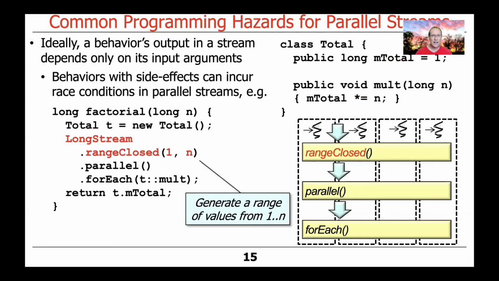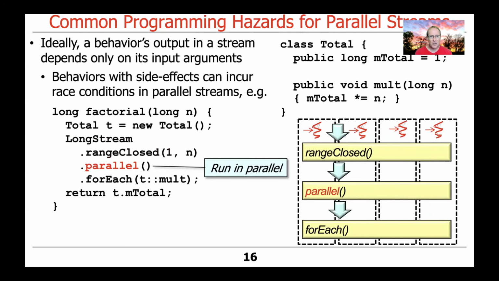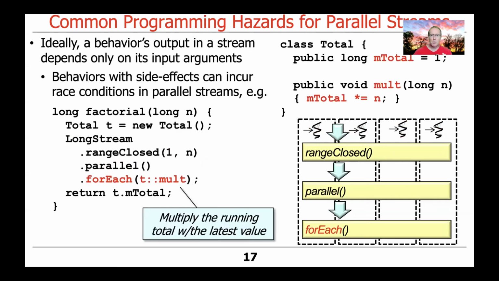But the moment we start running this with parallel threads of control, which is what we're doing here by using a stream of numbers from 1 to n and then running computations in parallel, mult is going to be called by multiple threads at the same time, modifying the value of mTotal. Again, this would work perfectly fine with only one thread of control, but with multiple threads, they're going to be updating and reading mTotal at the same time.